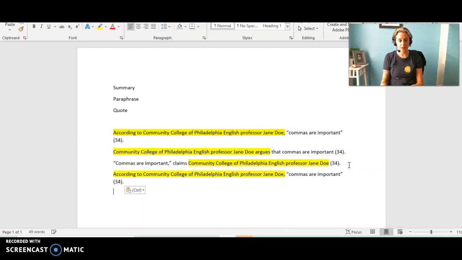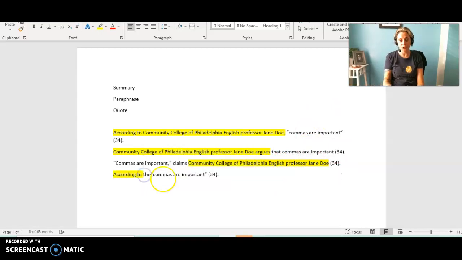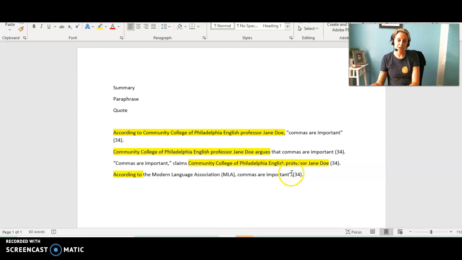It could be an organization, right? So, according to the Modern Language Association, that's who MLA is, right? Modern Language Association. Make sure you capitalize, right, when required, and then MLA would be the acronym, if you want to put that in there. Commas are important, right? So, and maybe that would just be, again, a paraphrase or a summary from them. And maybe there is no page number because you got it from an e-source that didn't have pages.